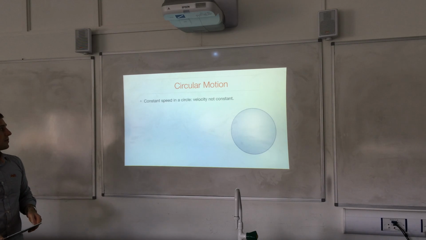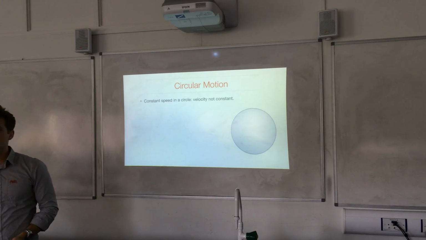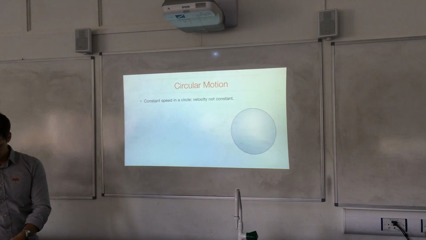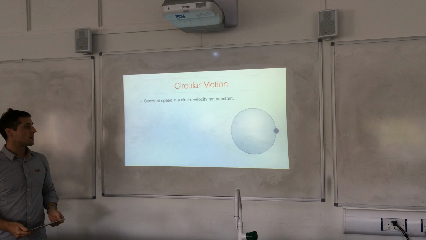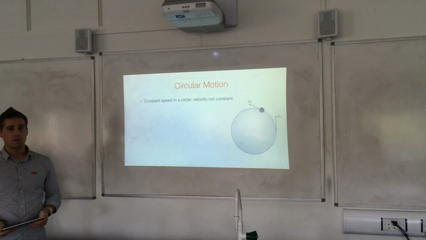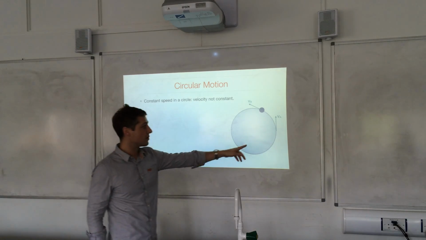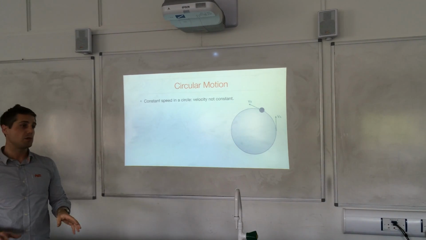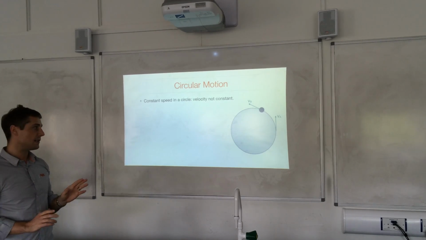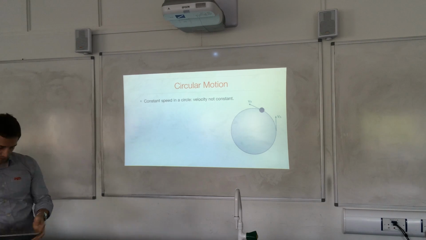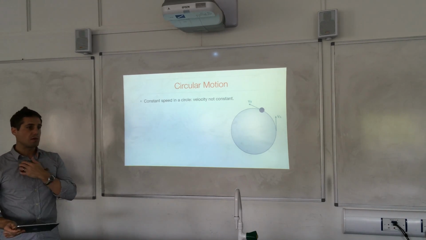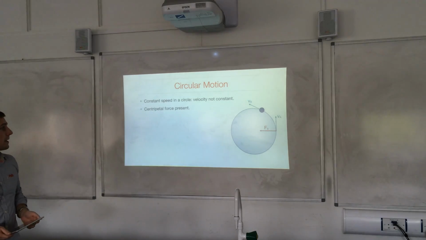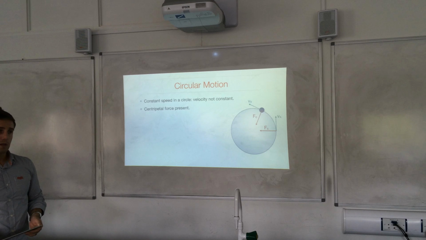Okay, moving on with circular motion. If you have constant speed in a circle, then the velocity is not constant, because the direction is always changing. So at position A, it had velocity VA, which is tangential to the circular path, and at position B, it's got velocity VB. Now, the magnitude of the velocity is the same. The size of VA is equal to the size of VB, but the direction has changed, so therefore the velocity has changed. From Newton's first law, if the velocity is changing, there must be a resultant force acting on the object. And so that force we call a centripetal force, F subscript C.